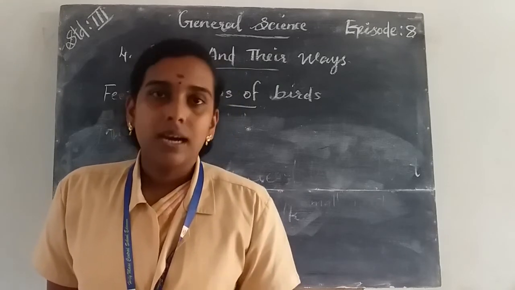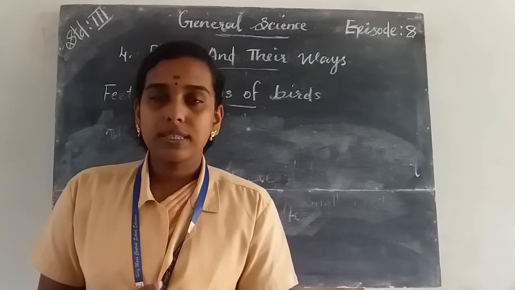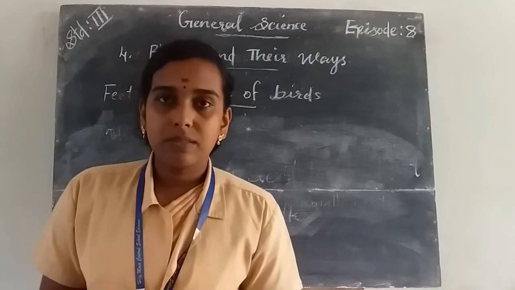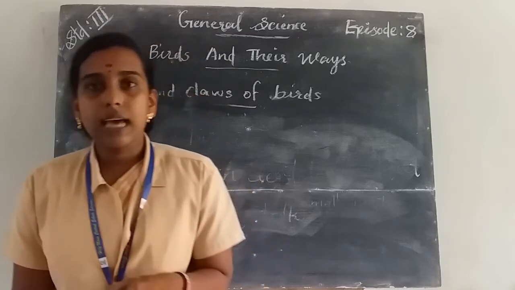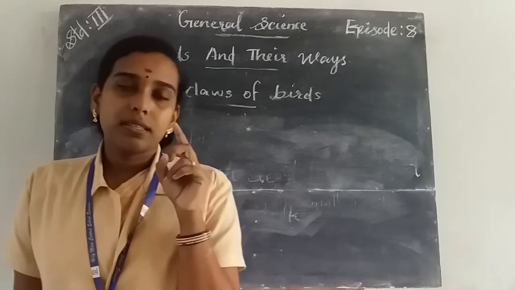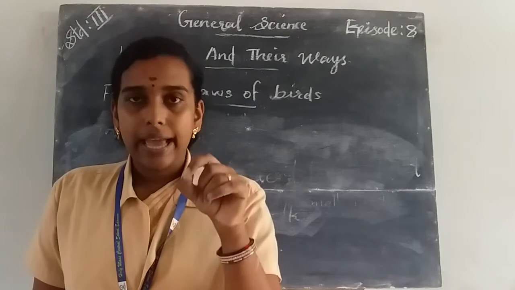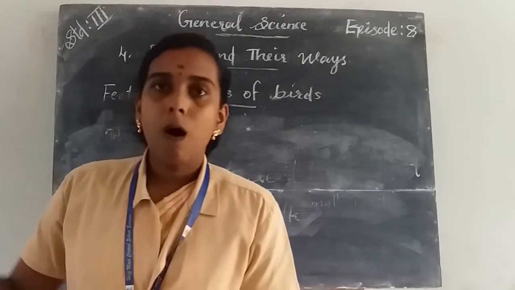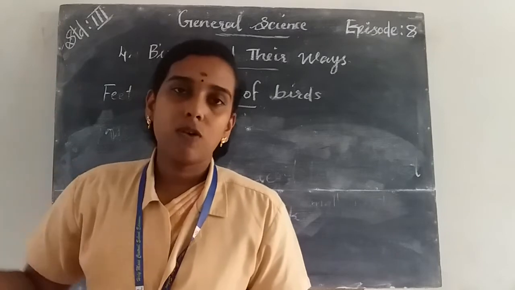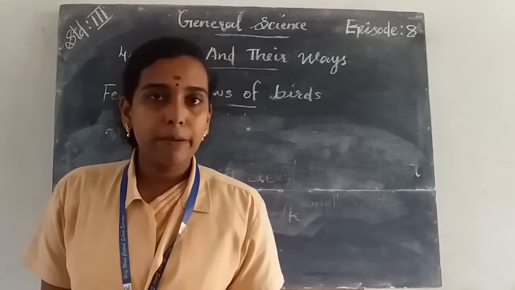According to the toes present on their feet, birds are categorized into different types. First one is perching birds. Perching birds have 4 toes, 3 toes at the front and 1 at the back, and they use their toes to hold on to the branch of a tree, and these types of birds are called perching birds.